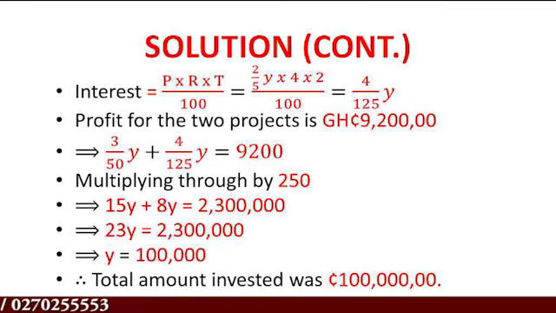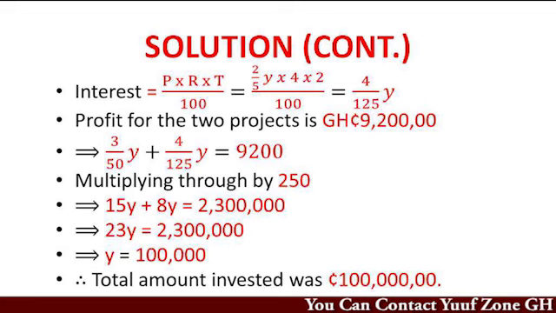Students normally make a mistake. They just multiply the left hand side and forget the right hand side. Please, whatever you do to the right hand side, you must do to the left hand side as well. So you have to use the 250 to multiply all of them. So if that is happening, then this is what will be happening.